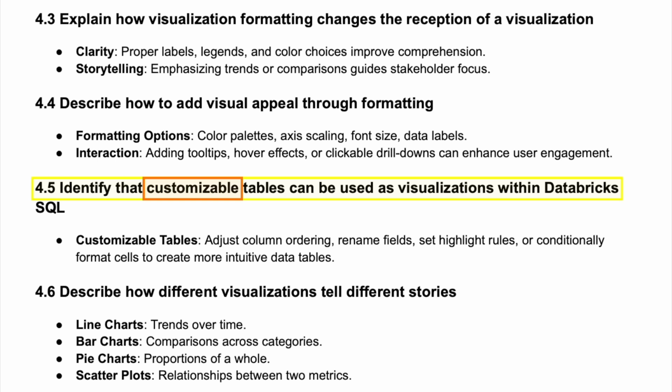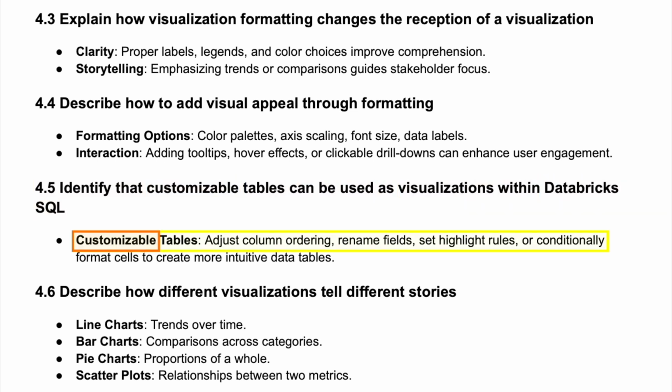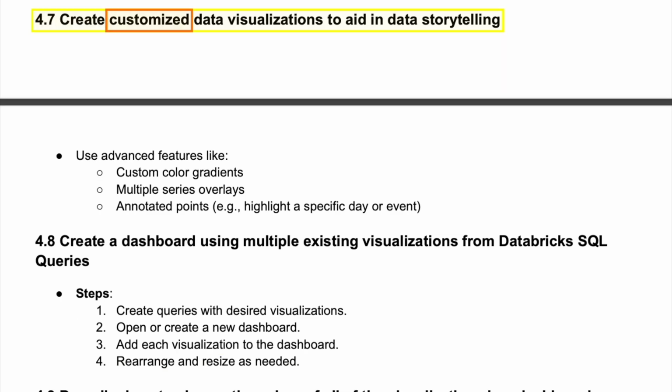4.5 Identify that customizable tables can be used as visualizations within Databricks SQL. Customizable tables adjust column ordering, rename fields, set highlight rules, or conditionally format cells to create more intuitive data tables. 4.6 Describe how different visualizations tell different stories. Line charts: trends over time. Bar charts: comparisons across categories. Pie charts: proportions of a whole. Scatter plots: relationships between two metrics.